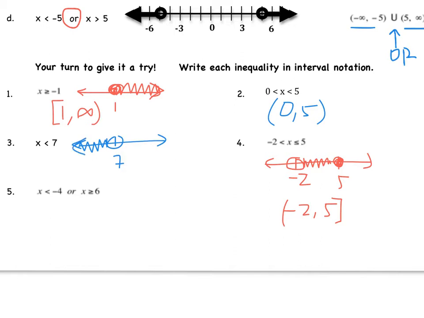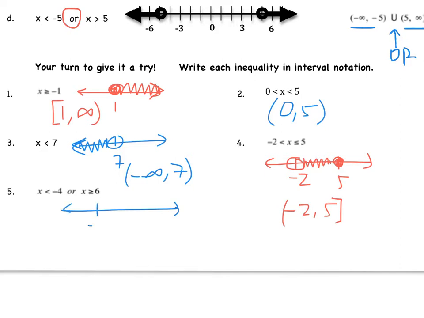Okay, this one I find that people miss something a lot. There is no lower bound, so we're going in the negative direction forever. So it goes -infinity, 7. I find a lot of people forget the negative. So we're going in the negative direction, not the positive. Infinity always has a parenthesis. 7 is not included, so it also gets a parenthesis.